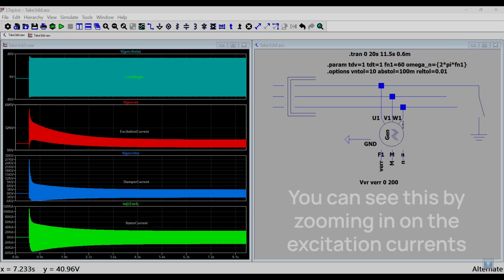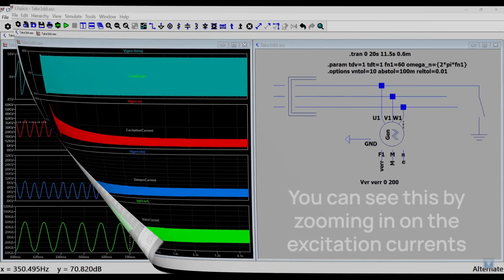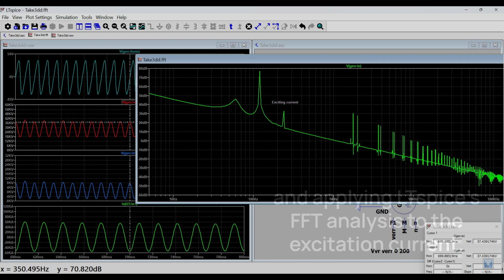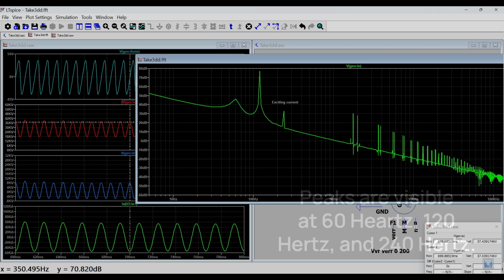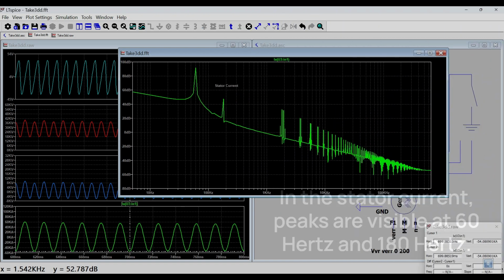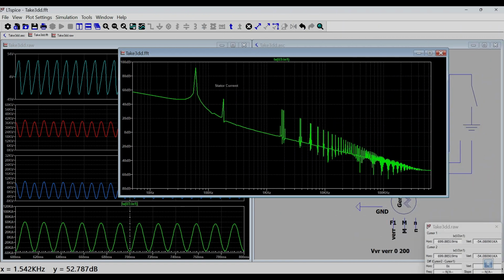You can see this by zooming in on the excitation currents and the stator currents from 600 milliseconds to 800 milliseconds and applying LTspice's FFT analysis to the excitation current. Peaks are visible at 60 Hz, 120 Hz, and 240 Hz. In the stator current, peaks are visible at 60 Hz and 180 Hz. This also occurs on a smaller scale in a synchronous generator with an asymmetrical load.